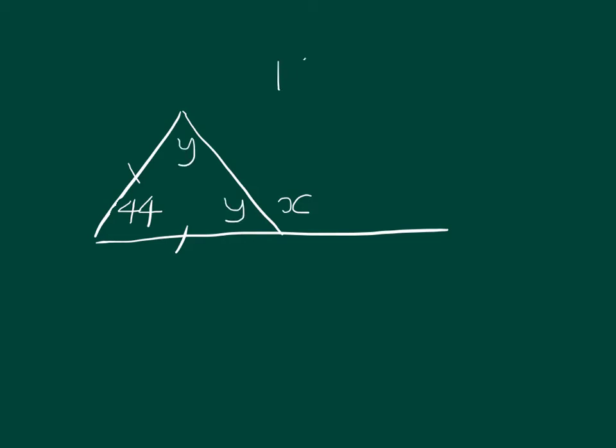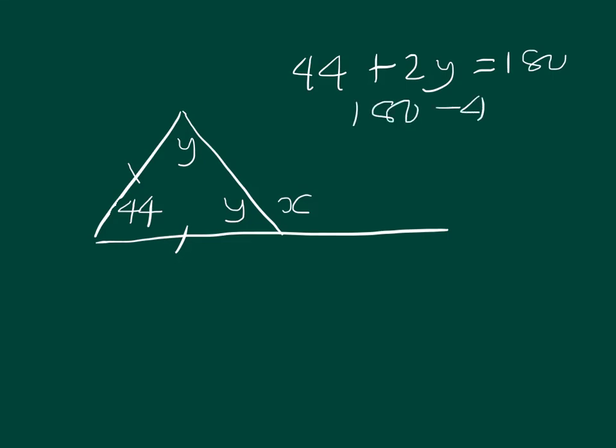I've got a simple equation that 144 plus 2y equals 180. So if we do 180 subtract 144 and then divide that answer by 2, we'll have the value of y. Now 180 take 144 is 36, and 36 divided by 2 is 18.